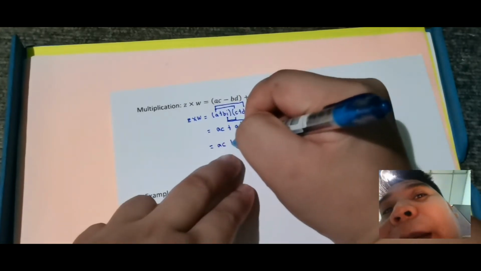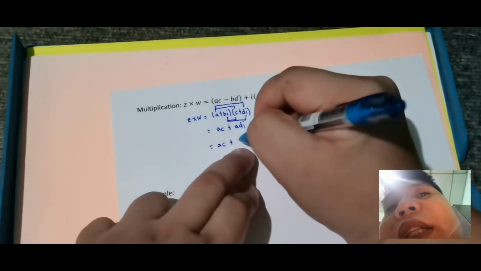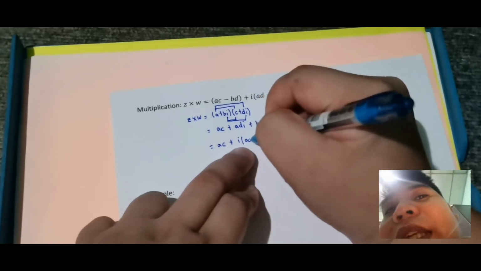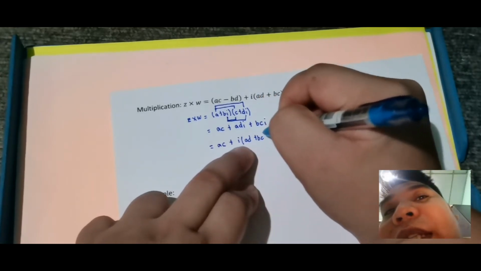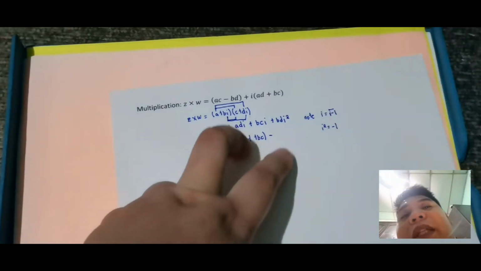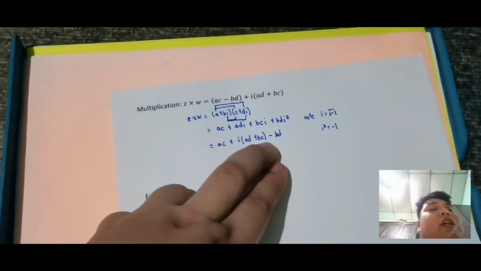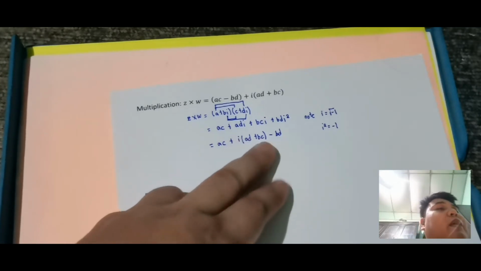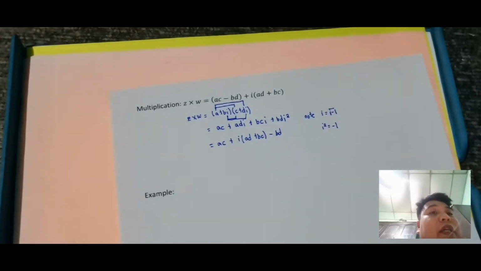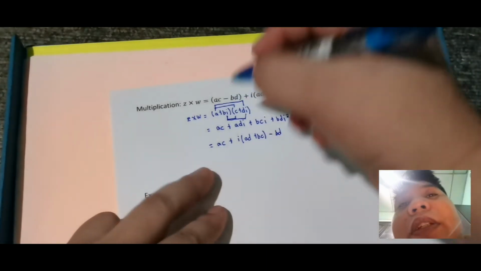So, this is equal sa AC plus, factor out ko na ng I dito, that is I times AD plus BC minus BD. So, paano naging minus? Yung I squared, pinalitan ko ng negative 1. Negative 1 times BD is negative BD. Okay, so obviously, negative BD, wala nang I. So, sama na lang natin siya sa AC.